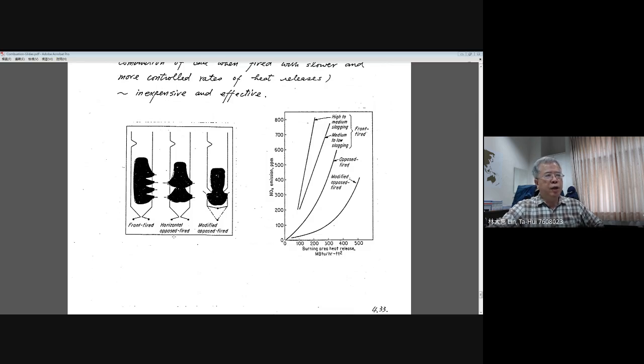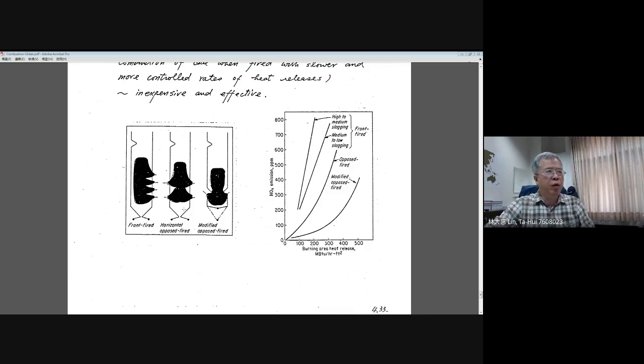Now you may try the other way, the so-called horizontal opposed jet fire. The injectors come from different directions and impinge together. When they impinge together, they reduce their own momentum and make the flow smaller, which increases the residence time. And another one is the so-called modified opposed fire. They change the angle of injection to downward. That means the flow will move first to the lower portion, then convert to the upper regions.